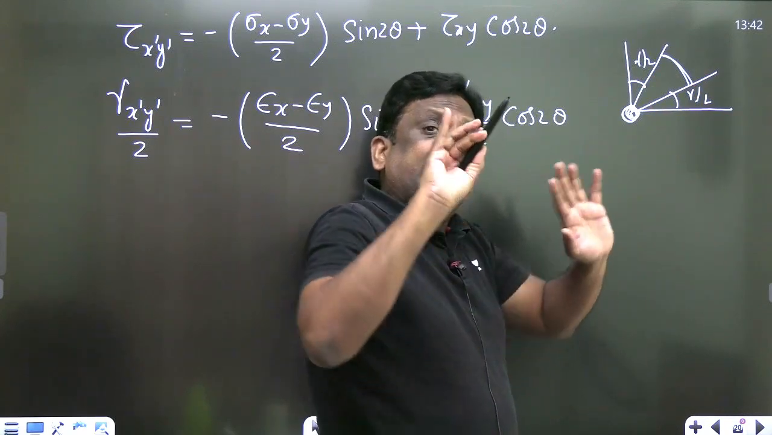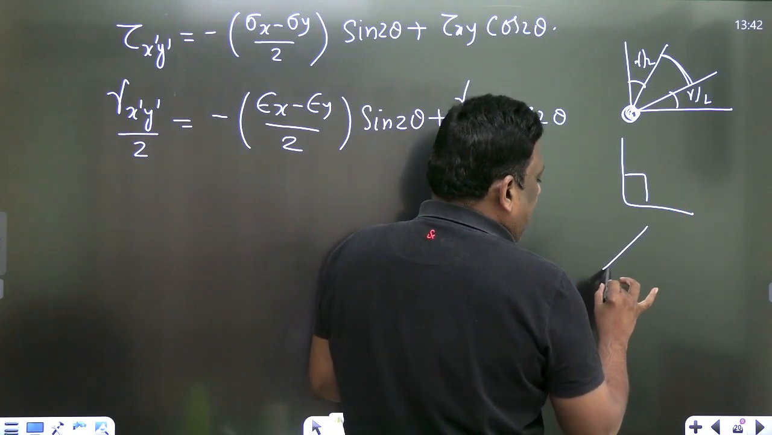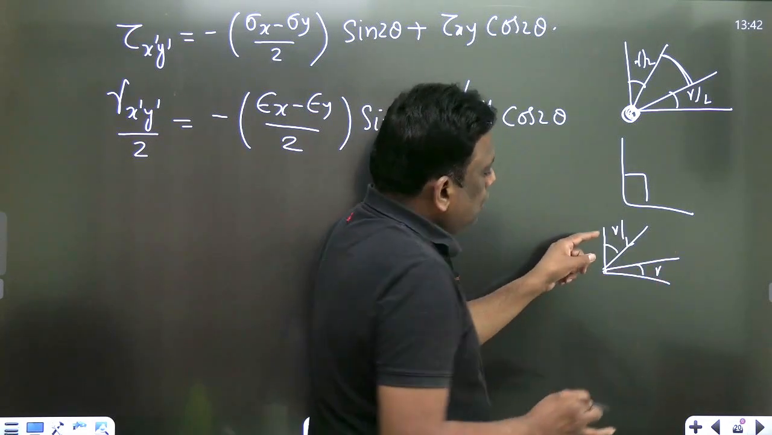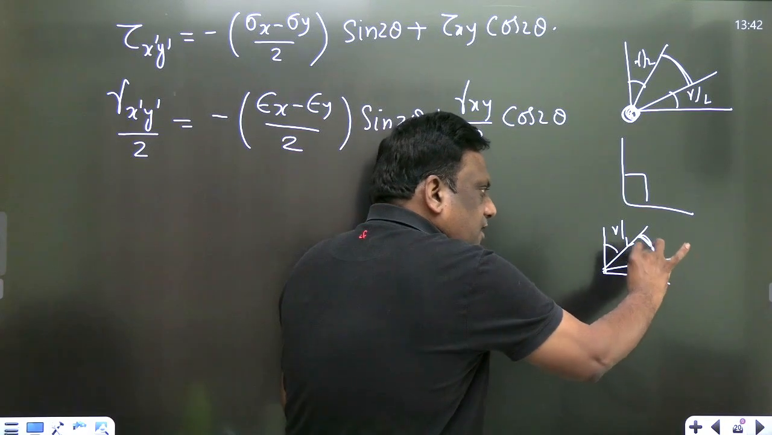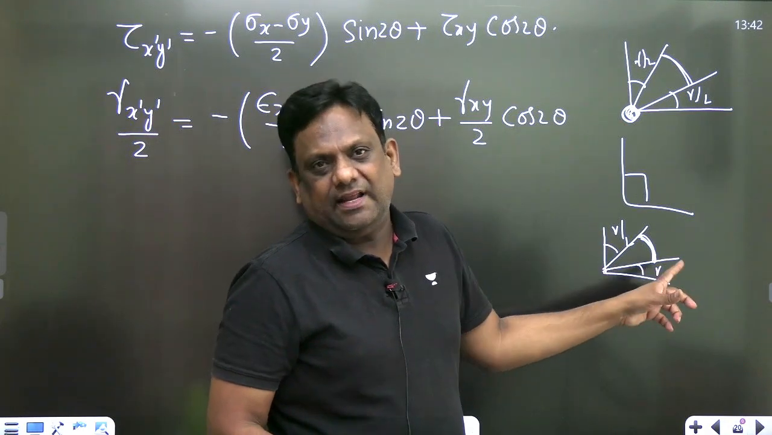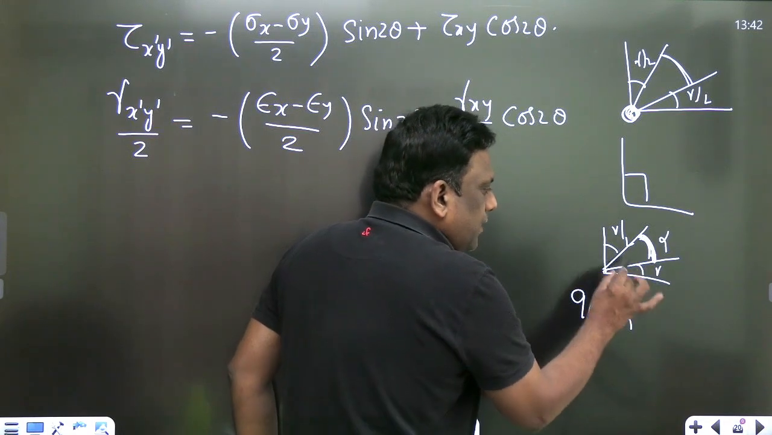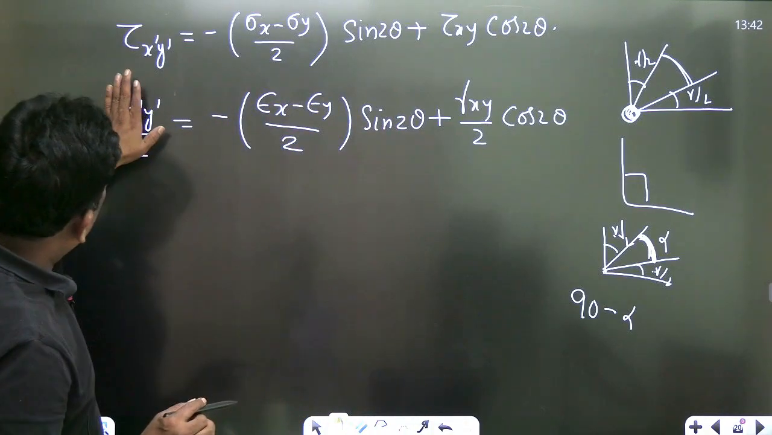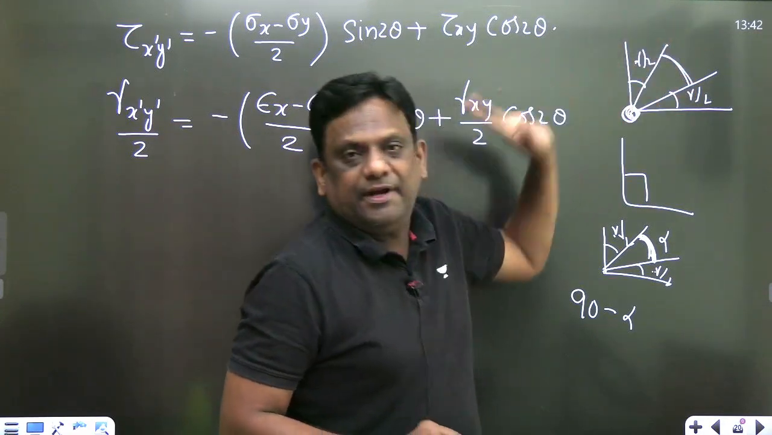What is shear strain? 90 minus final angle. The original angle is 90 and the final angle is something like this. Let this be gamma by 2, let this be gamma by 2. If you want the final included angle, 90 minus the included angle alpha. So from this equation, you get only gamma by 2. If you want the total shear strain, gamma by 2 plus gamma by 2 करना है सर.